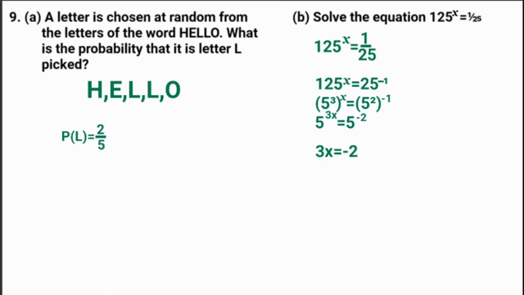So we're going to divide both sides by 3 so that x can remain alone on one side of the equal sign. 3x divided by 3 will give us x. Negative 2 divided by 3 will give us negative 2 over 3. So the value of x in that equation is equal to negative 2 over 3. Basically, this is how you solve the question.